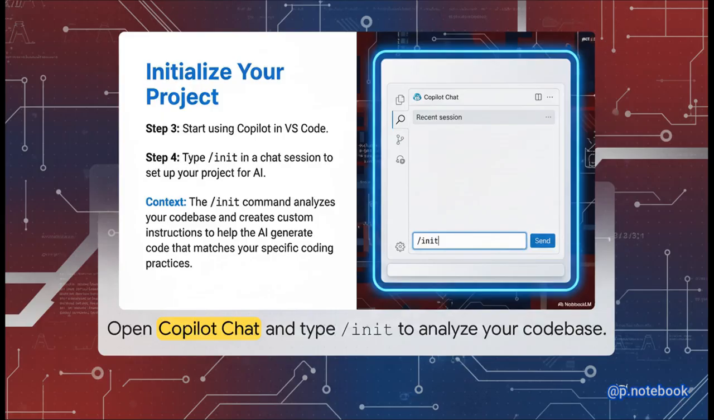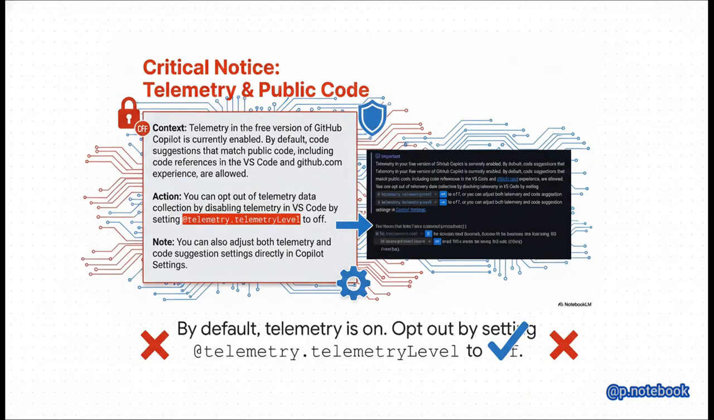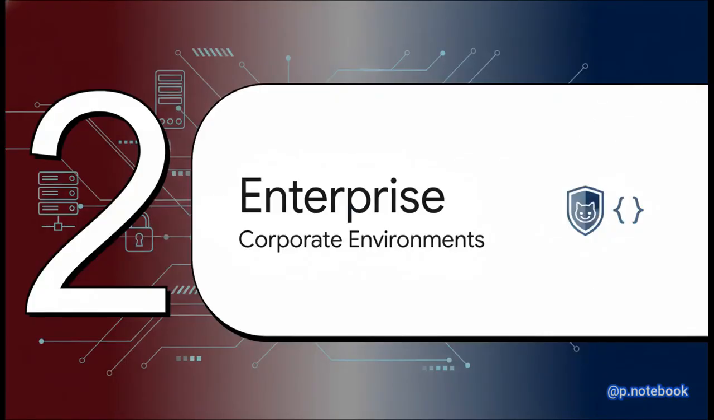It's awesome. But hold on, before we go any further, there is one really quick but really important privacy setting you should know about. This is especially true if you're starting out on that free plan. Out of the box, Copilot sends anonymous usage data, telemetry, back to GitHub. It's to help them make the product better. But if you're not a fan of that, you can turn it off in a snap. Just pop into your settings, find the @telemetry.telemetryLevel setting, and flip it to off. Easy as that.